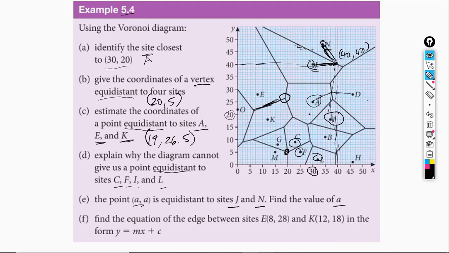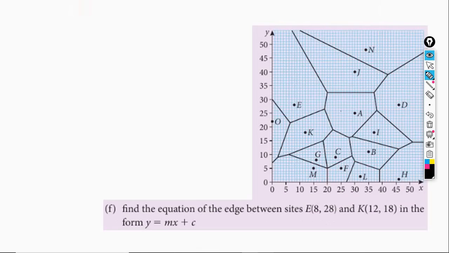Okay, for F, I'm going to use another slide because it's a totally different level of question. I mean, don't get me wrong, it's easy as well, but it requires a little more work. Okay, so here we are on another slide to solve part F of the question. It says, find the equation of the edge between sites E and K in the form y equals mx plus c. So it's a linear equation. And we have to find sites E and K, which we can see are here, right? E and K. So basically they want us to find the equation for this line, this edge.